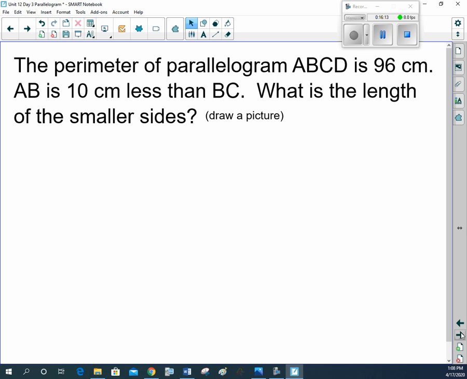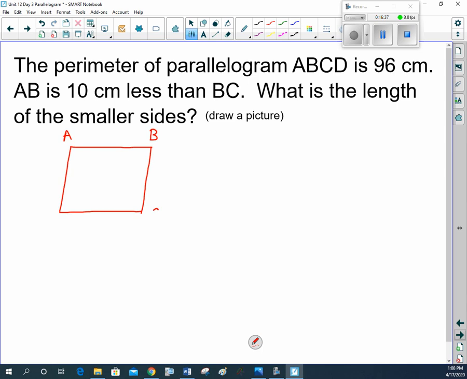This one says the perimeter of a parallelogram ABCD is 96 centimeters. AB is 10 centimeters less than BC. What is the length of the smaller sides? Okay, so I'm not really sure how I'm going to put my letters in, and I might not get them in the right order. So my picture may not be drawn to scale. I'm just going to start here. A, B, C, D. Okay, I know that all four sides added up is 96 because that's the perimeter.